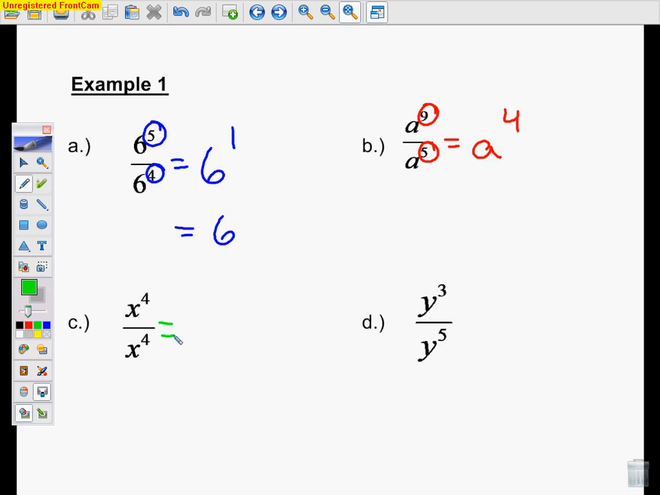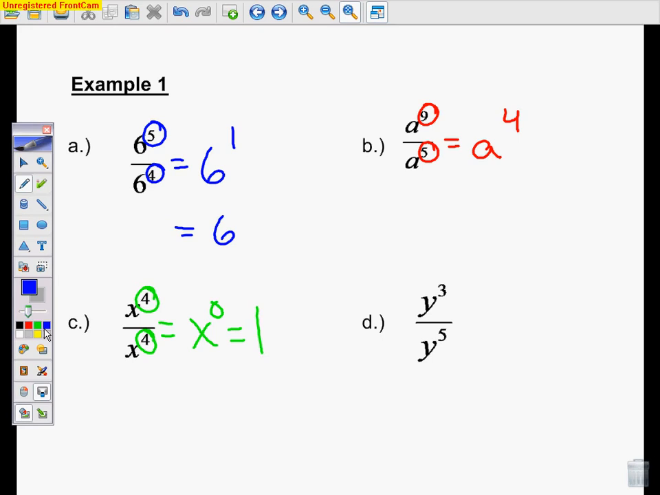Once again, they have the same base of X. And then here, the exponents are both 4. 4 minus 4 is 0. We know that anything to the 0 power is 1. Okay? All right. And then lastly, D.